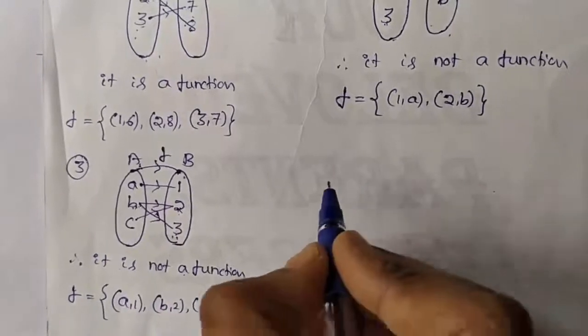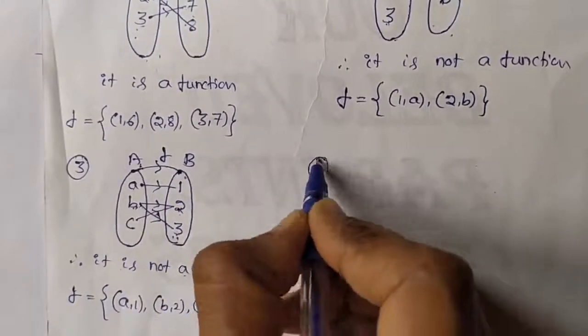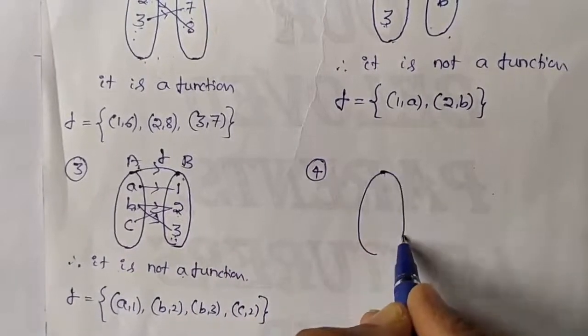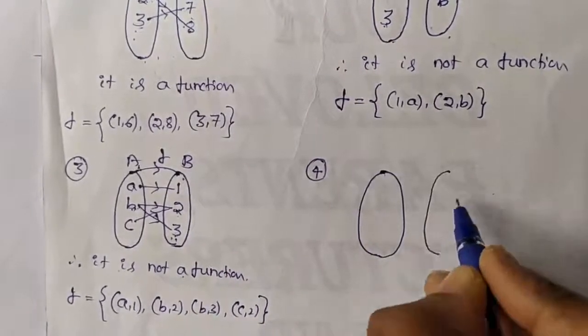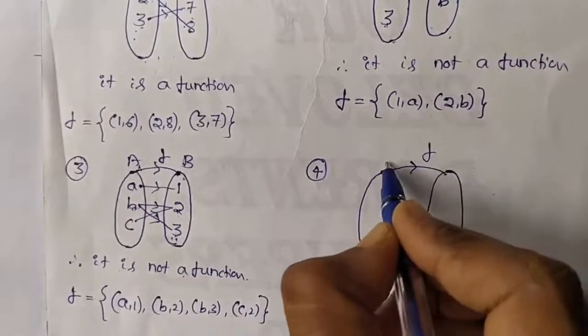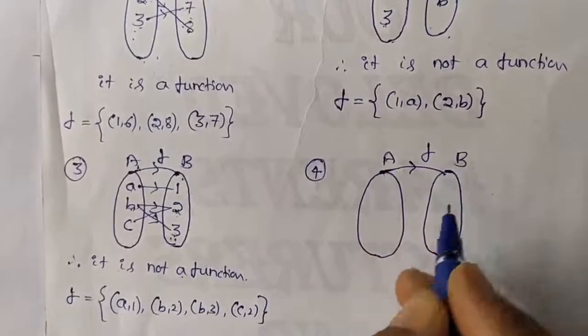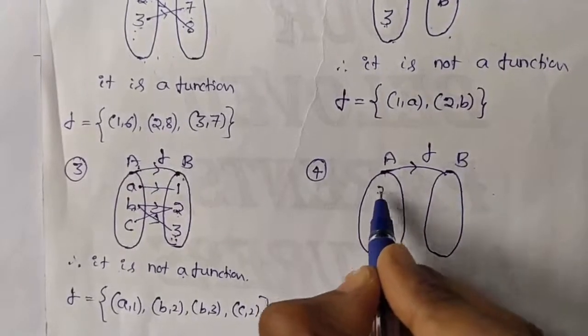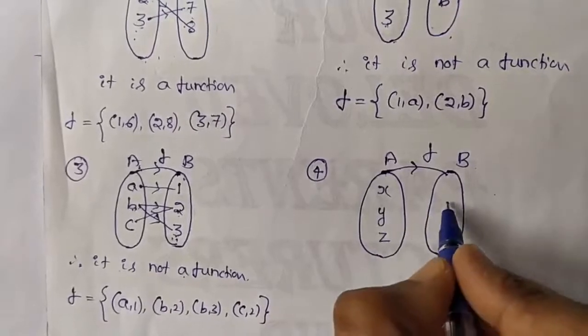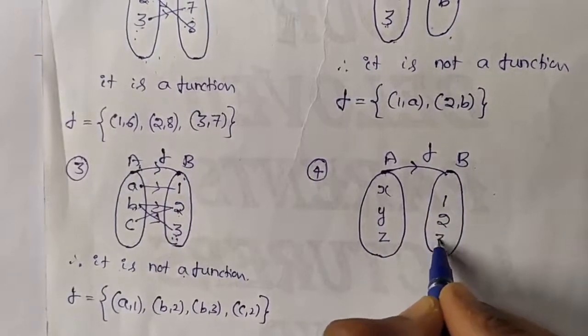Let us take one more example. Here we have one relation F from A to B. I will define one relation: X, Y, Z and 1, 2, 3.